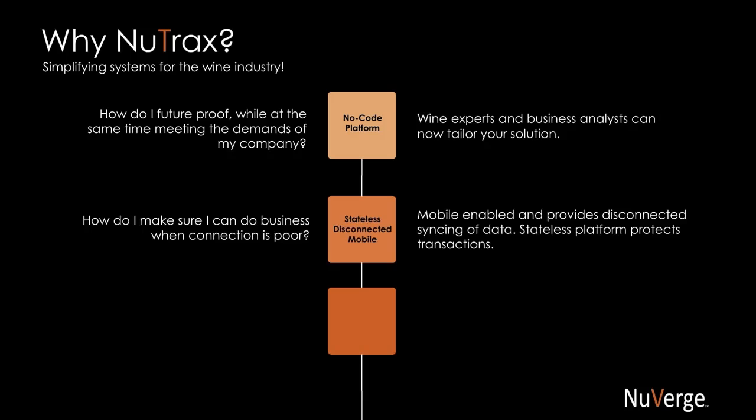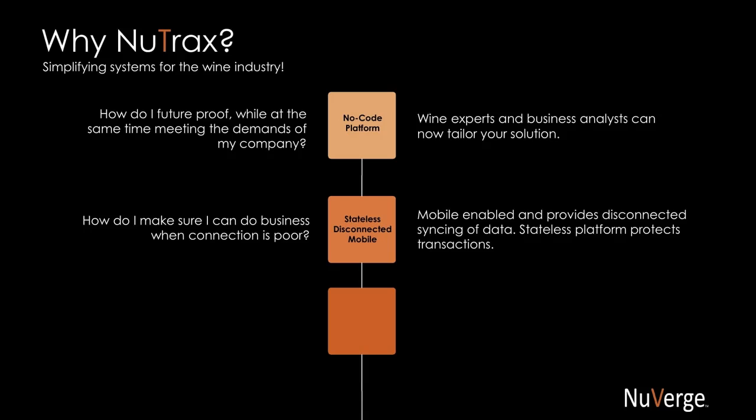How do I make sure I can do business when the connection is poor? We talked about that. Mobile enabled, providing disconnected syncing of data, the stateless platform that you get with Nextbot. There's another big differentiator here that I think is going to continue to be underappreciated, in the fact that most solutions out there in the wine space in particular, or even in the food and beverage space, are very specific, meaning they're very unique and niche. They rarely come with an entire ERP that sits behind it. And even if they do have an ERP, you usually have to purchase the ERP alongside it. You can purchase NuTrax by itself or with all of the ERP components that are required for your business. We enable both, but we get the stateless platform regardless, and that is unique.